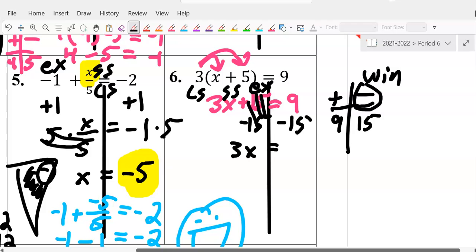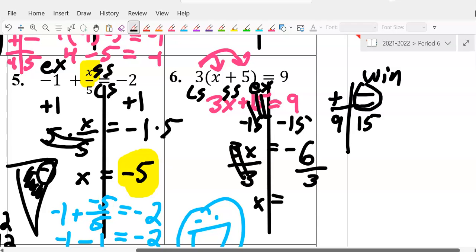They win by 6. Okay, now what? Hold on, I lost my place. Oh yeah, okay. So then what you have to do is get rid of the 3. And so you have to divide 3 on both sides. Very good. Okay, x is equal to?